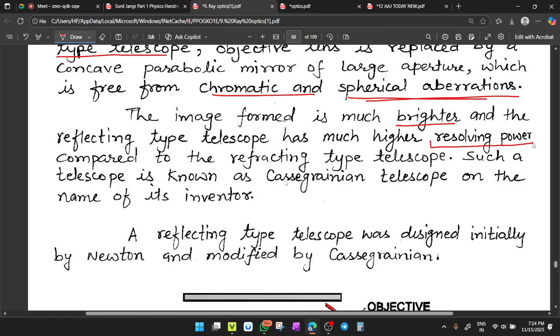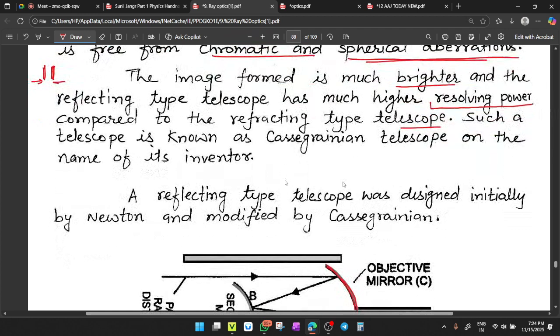Resolving power is also much higher, meaning if there are two lines, you can have better contrast and you can resolve these two lines very clearly. Okay, as chromatic aberration is not present there, that is why it has much higher resolving power compared to the refracting type of telescope. Such a telescope is known as Cassegrainian telescope.